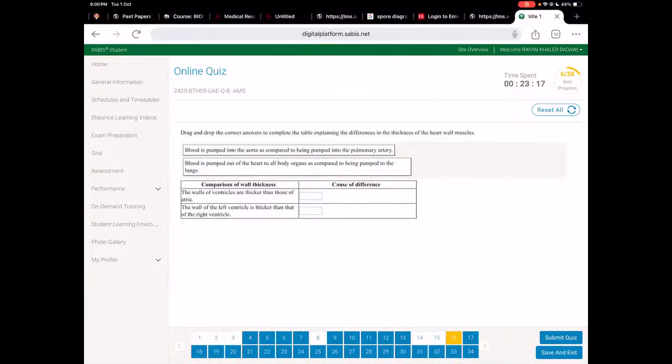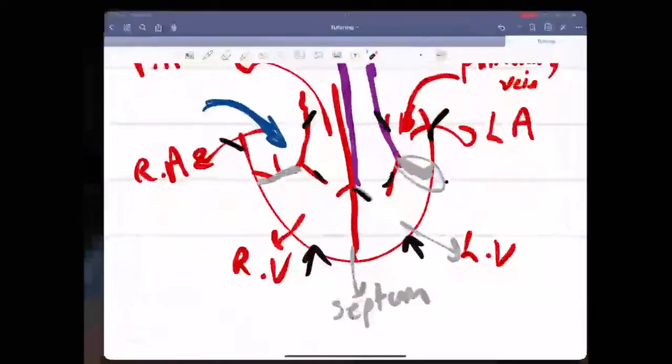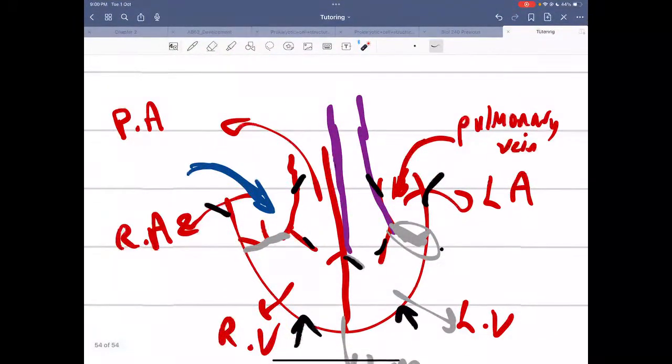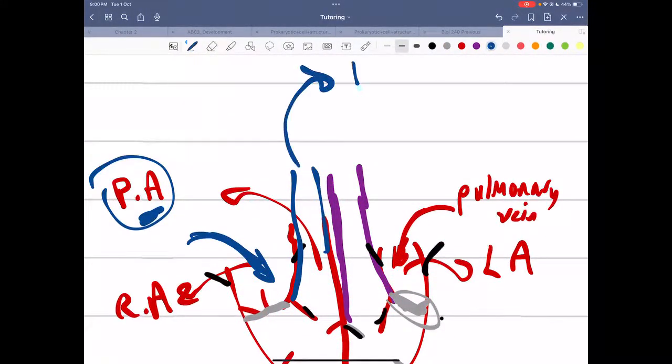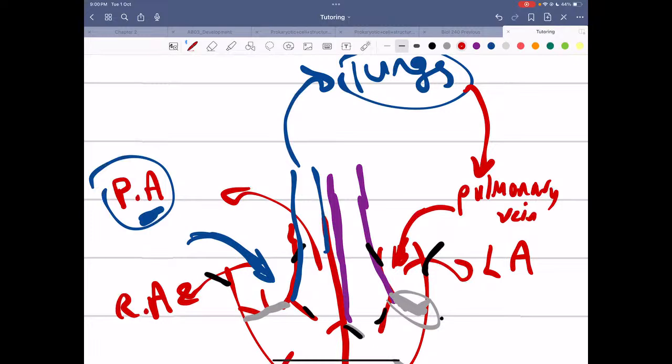Okay, from the lungs to the heart. Here you have, what do you have here? Pulmonary artery, we said. The pulmonary artery takes deoxygenated blood where to? So this is going to go to the lungs, where it's going to get oxygenated, and then from the lungs you have the pulmonary vein, which will carry the oxygenated blood into the left atrium. Okay?